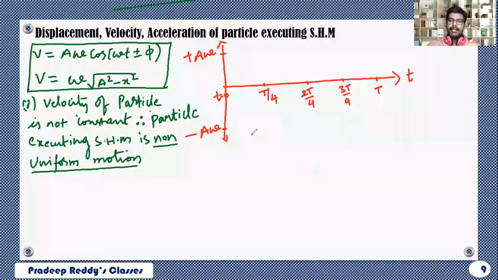Now, when the particle is at mean position, velocity of the particle is maximum. Therefore, it starts from plus a omega. From there, its velocity decreases to 0 when it goes to extreme position. And from there, its velocity increases to minus a omega. And from there, its velocity decreases to 0. And then it comes finally this way.